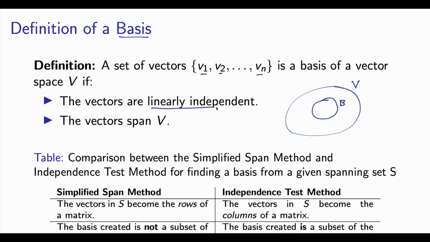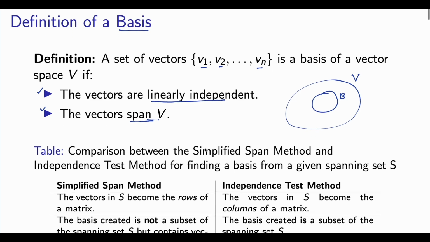B is linearly independent, and the vectors span V. This means the vectors V1, V2, V3 up to Vn span the given vector space. Span means any vector can be written as a linear combination of these vectors. If these two criteria are qualified for any subset of V, we can call it a basis for that given vector space. And the number of elements in the basis is known as the dimension of the vector space, which we have already seen in the previous video.